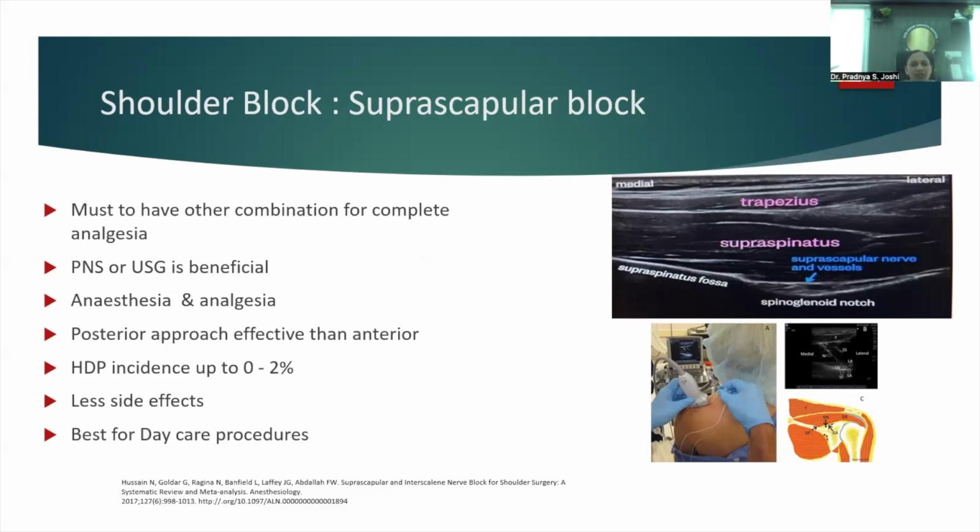It can again be given with PNS and USG. With the help of PNS, infraspinatus and supraspinatus contraction can be easily determined. This is the block which is used for anesthesia as well as analgesia. HDP is 0 to 2%. As it is giving fewer side effects, this is the best block for daycare procedures.